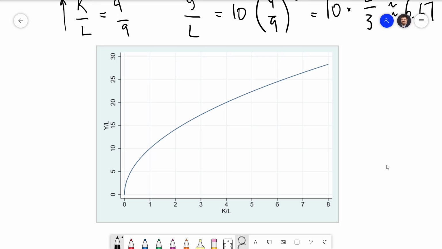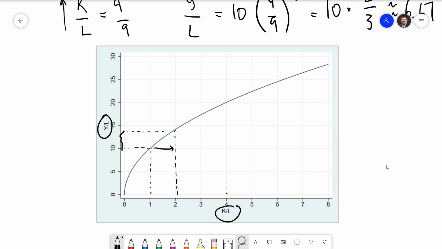I've used the computer to draw a graph of the relationship between capital per worker and GDP per worker. This is simply the function y over L equals 10 times K over L to the 1/2. We can see from this that y over L does increase when K over L increases, but we can see that it increases at a decreasing rate. Consider a country with a relatively low capital per worker, let's say 1. If they increase the capital per worker by 1, we can see the gain in GDP per worker here.